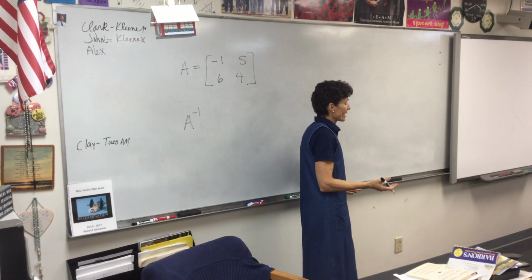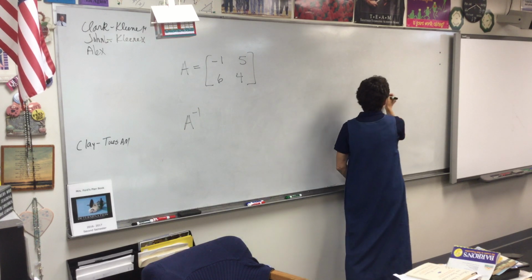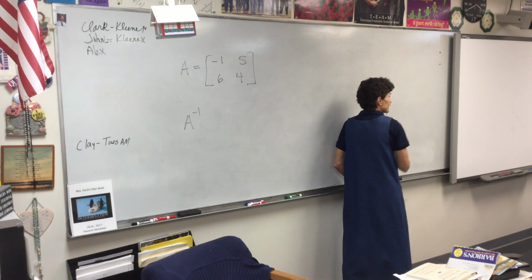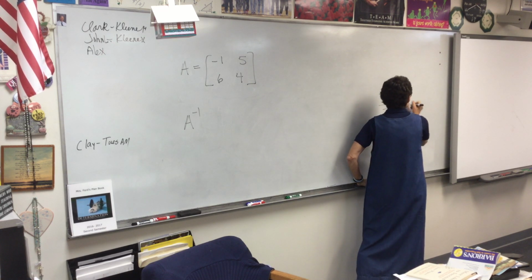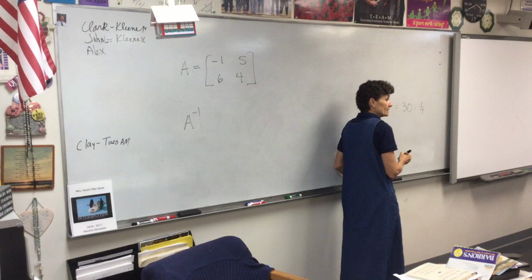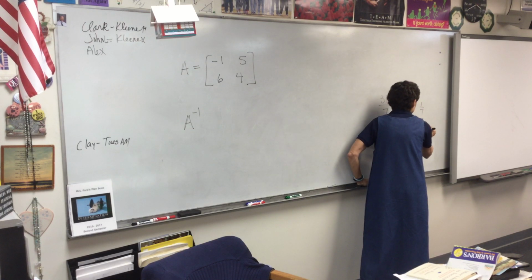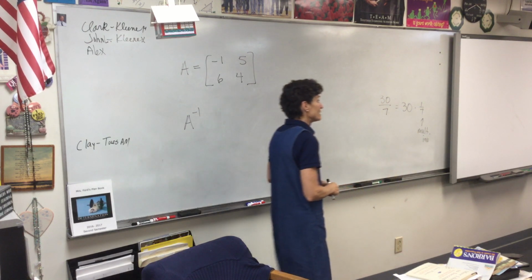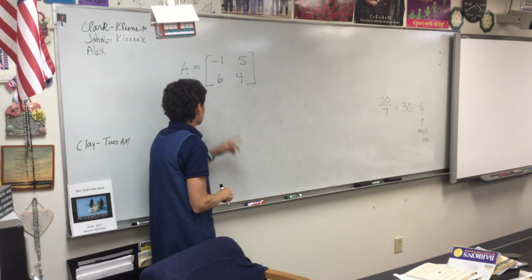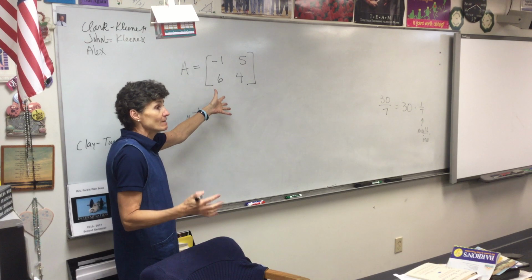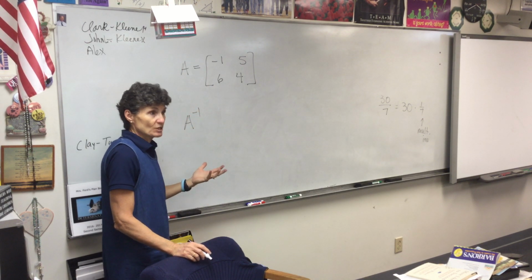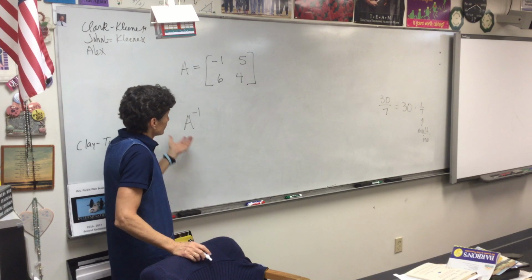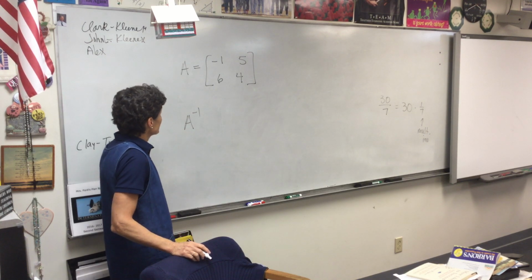So you're used to that concept, because if I had 30 divided by 7, another way of doing that is 30 times 1/7, and 1/7 is called the multiplicative inverse. So you can multiply by the inverse of the number. So here, we're going to find the inverse, and then if we ever have a need to do a division, we'll be able to do that. We'll multiply by the inverse.